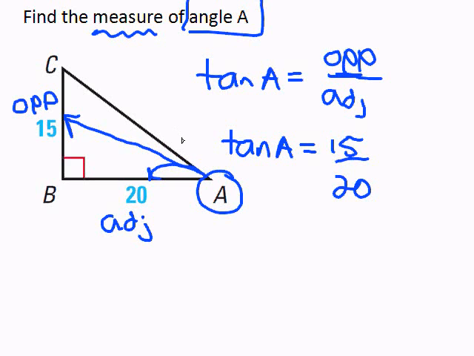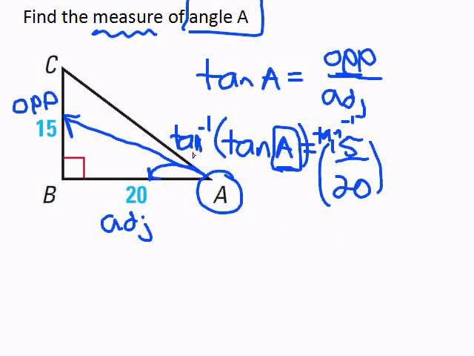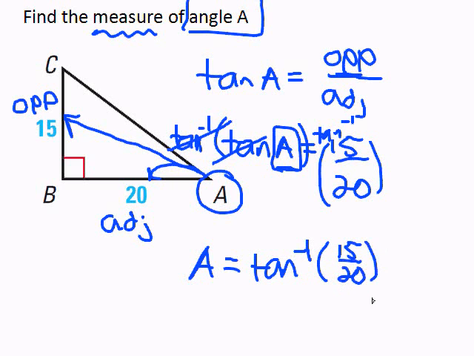So to do that, we're going to do the last kind of weird thing for today. We need to get rid of that tangent so that we have nothing but A by itself on this side. To get rid of a tangent, what you do is you take the negative one or inverse tangent of both sides. Rewritten, notice the tan^-1 and the tangent will cancel each other out. You're left with A is equal to tan^-1, the inverse tangent, of 15 over 20.